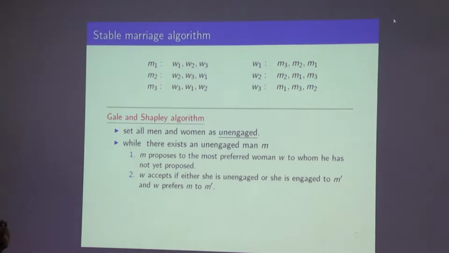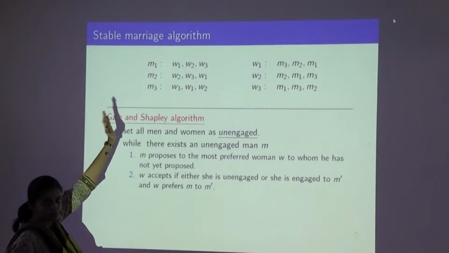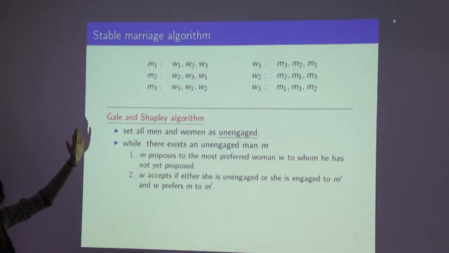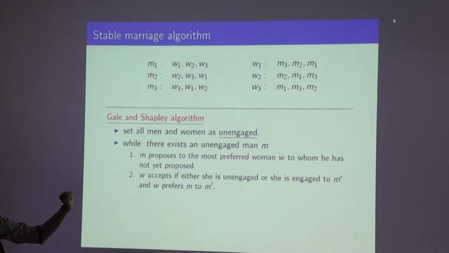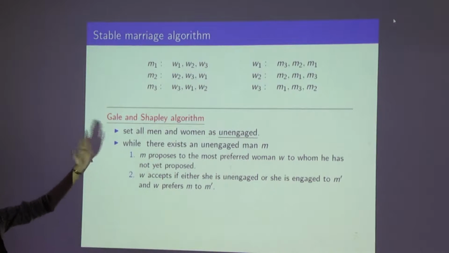Is this clear? So you cannot go on in rounds because you have ensured that your proposal sequence never goes backward. So it maintains a current counter. It actually keeps on going further. If you get rejected by the woman that you are currently engaged to, you actually go forward in your preference list.